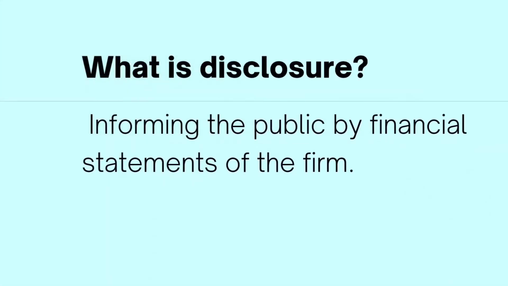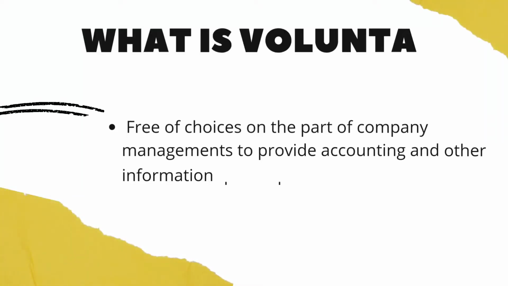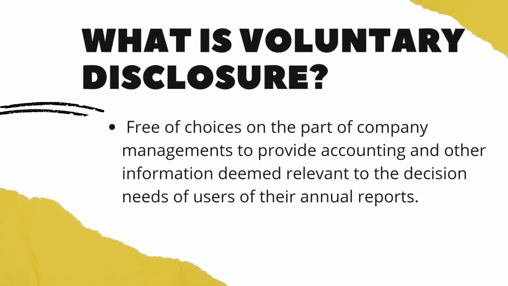First we have to know what is disclosure. Disclosure is defined as informing the public by financial statement of the firm. And then we have to know what is voluntary disclosure. Voluntary disclosure is defined as free of choice on the part of the company management to provide accounting and other information deemed relevant to the decision needs of user of their annual reports.